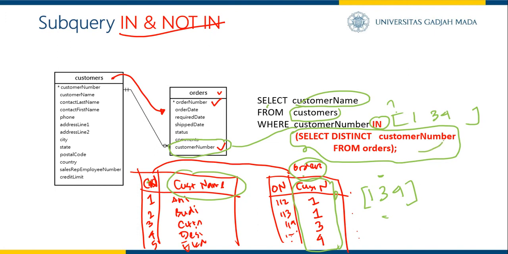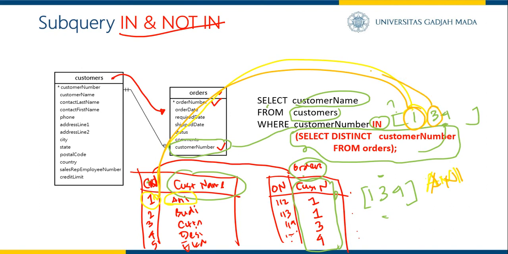This is the result of the subquery: 1, 3, and 4. And I will do the full query, which is select the customer name from the customer table, where the customer number is in 1, 3, 4. I'm going to check. Okay, 1 means Ani. So we have Ani here.